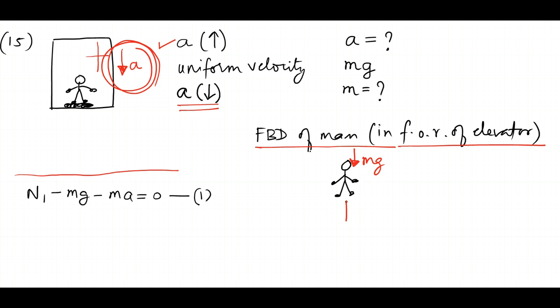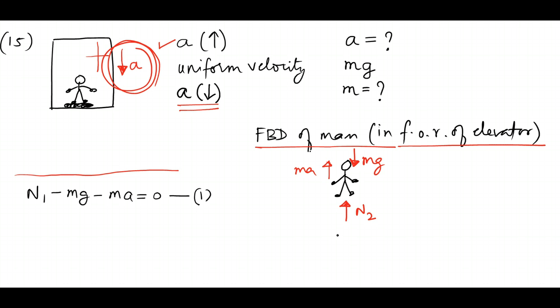The other force acting on him is N2, the normal reaction exerted by the weighing machine on the man's feet, and it's not equal to N1. There is no reason for us to believe that N1 is equal to N2, so I assign an altogether different symbol, N2. And in this case, when the elevator is accelerating downwards, the pseudo force is going to be in the upward direction.